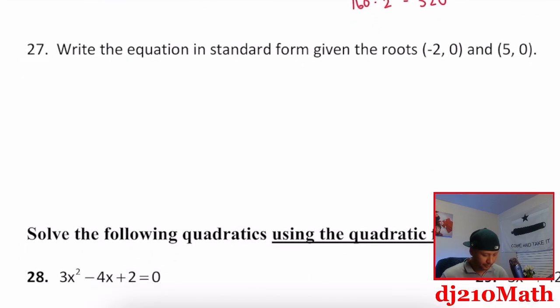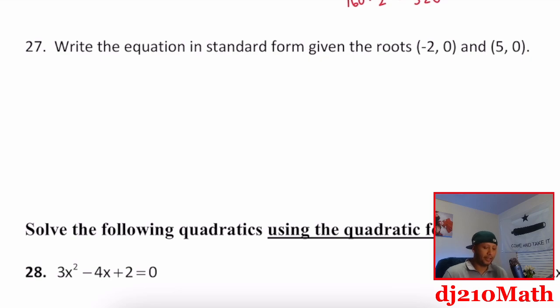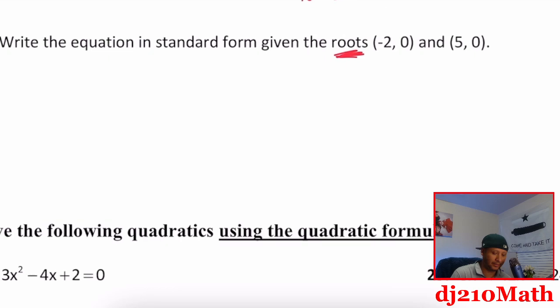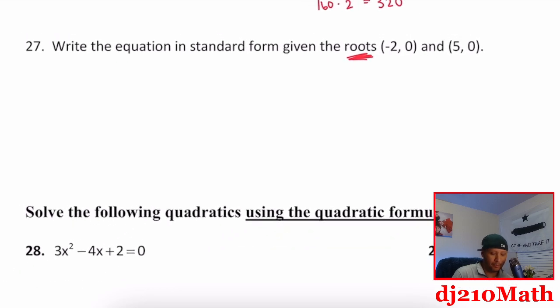All right, 27. Write the equation in standard form given the roots (-2, 0) and (5, 0). Okay, so what this is telling me, they're giving us the roots. Remember what roots mean. The x-intercepts, right? It's where it crosses the x-axis. So that means x is equal to -2 and x is equal to 5, right? Because that's where they cross, right?